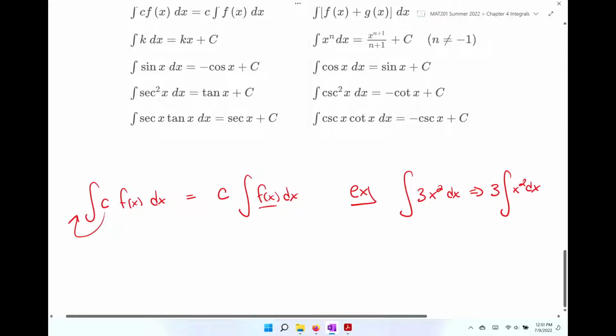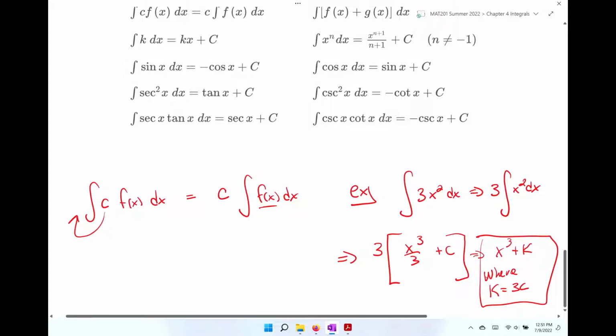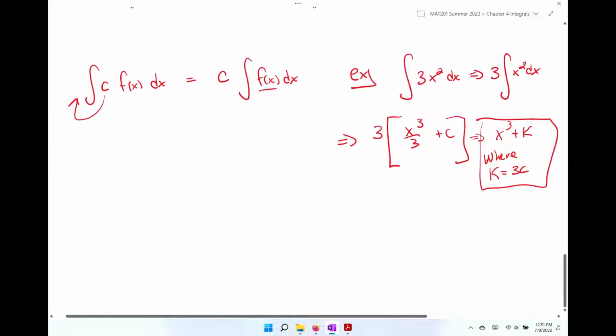And now I can focus on just using my power rule and integrate x squared dx, which is going to give me 3 times x to the third over 3 plus some arbitrary constant. Now when I distribute the 3, I'm going to get x to the third plus k, where k equals 3c. Normally, all we would really write here for our final answer would just be x to the third plus c, because a constant times a constant is another constant.